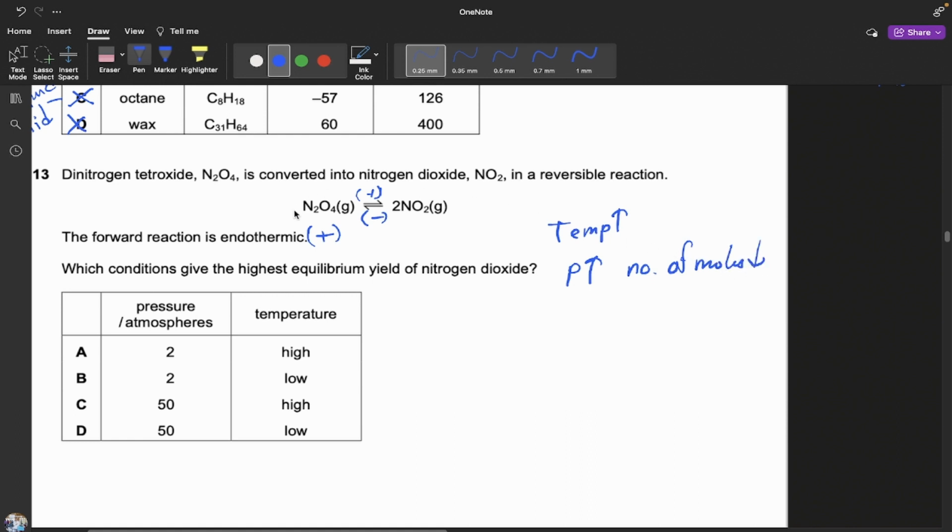Okay, so we need to work out which conditions give the highest equilibrium yield of nitrogen dioxide. That means we need to get as much nitrogen dioxide as possible. So what should we do? We have to decrease the pressure as much as possible because here two molecules are there. So we have to decrease the pressure as much as possible and increase the temperature as much as possible. So the answer is A.